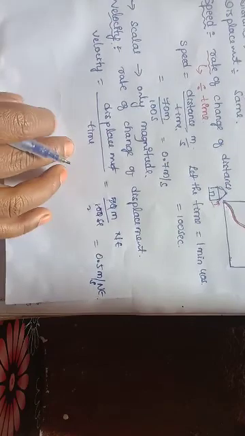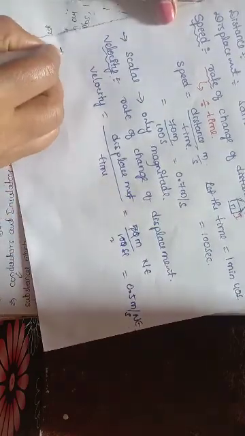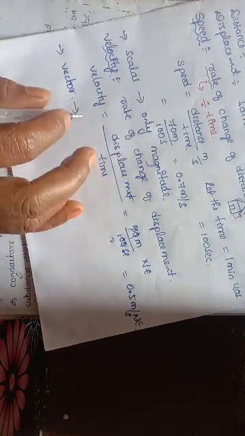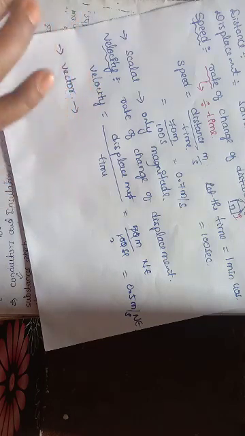So velocity is a vector. Vector is nothing but it has both magnitude and direction. So this is about speed, velocity, distance and displacement.